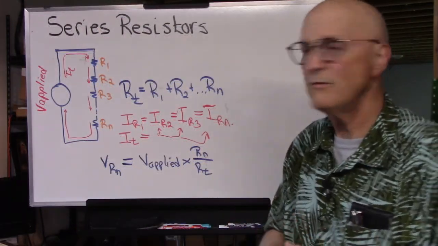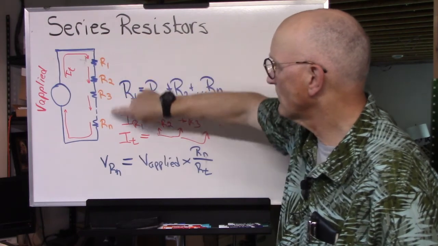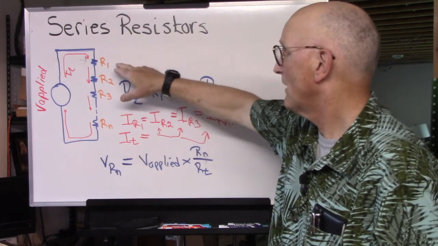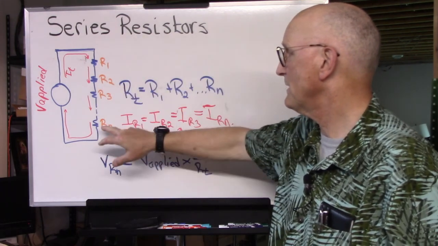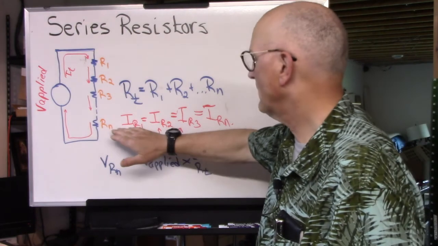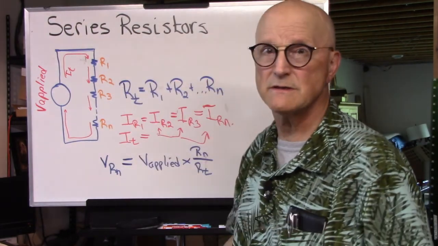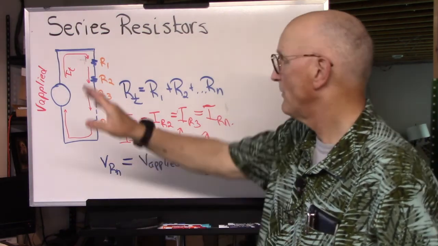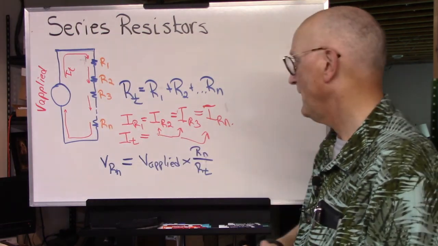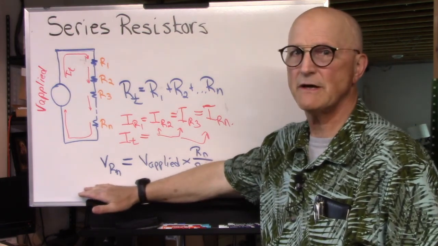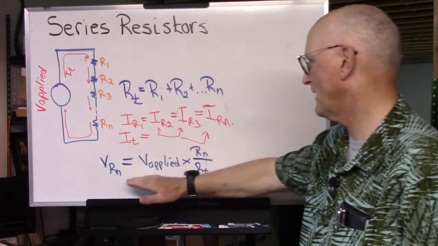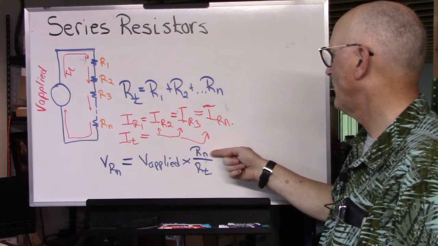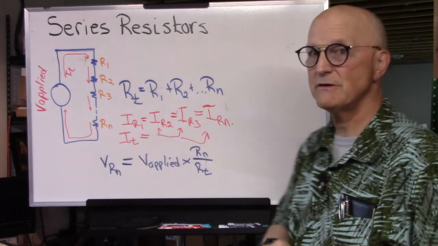So now you know how to calculate the total resistance of a series resistance circuit, R1 plus R2 plus R3 plus Rn. You know that the current through any given resistor in this series string must be exactly the same as the current through any other resistor in the series string. And you can calculate the voltage across any given resistor in that string by using this formula, V applied times the resistor in question divided by the total resistance.